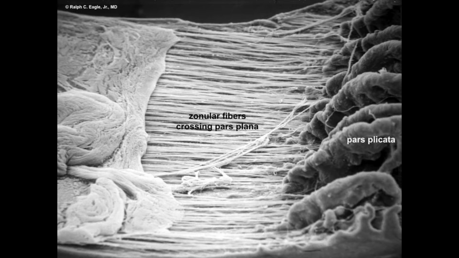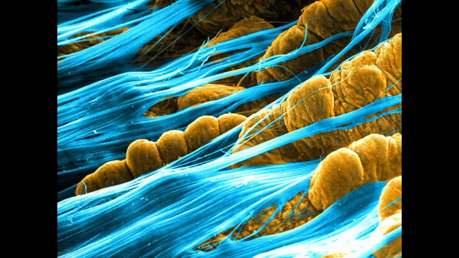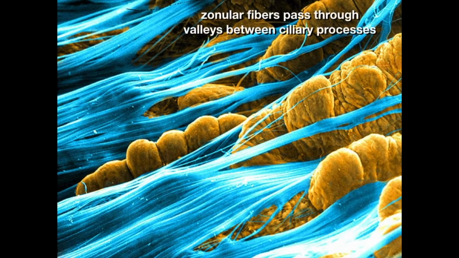In this scanning micrograph, the zonular fibers cover the pars plana. The ciliary processes of the pars plicata are seen at right. The vitreous comprising the vitreous base has been desiccated during processing. Bundles of zonular fibers enter the valleys between adjacent ciliary processes. The anterior zonular fibers do not arise from the pars plicata. Rather, the latter structure acts as a fulcrum.